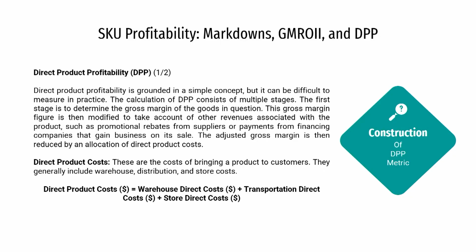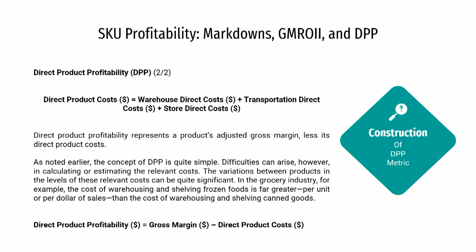And direct product costs are the costs of bringing a product to the customers. They generally include the cost associated with the warehouse, the cost associated with the distribution, and the cost associated with the stores. So, if I consider that these three are the main costs associated with the product, then I will sum up the cost associated with these three components and then subtract it from the gross margin. Okay. So, direct product profitability represents a product's adjusted gross margin less its direct product cost.